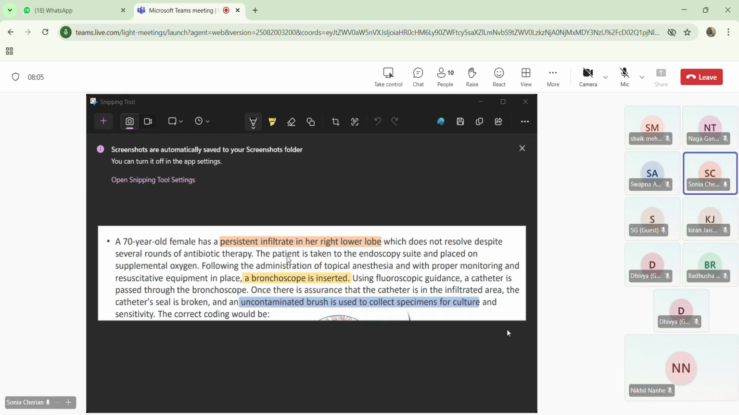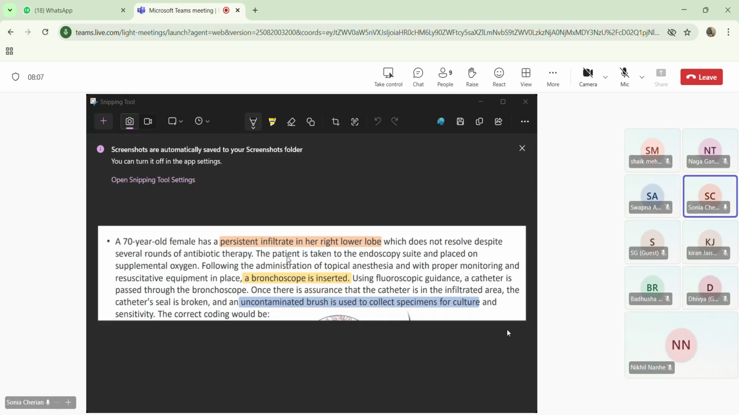Then using fluoroscope, as I told you, whenever there is any bronchoscopy, sometimes they will also do some fluoroscopic guidance. Why? Because they will be inserting a catheter, so for that they will use fluoroscopic guidance. Here they are placing a catheter through the bronchoscope. Once the catheter has reached the infiltrated area, the catheter seal is broken and a contaminated brush is used to collect specimens for culture.